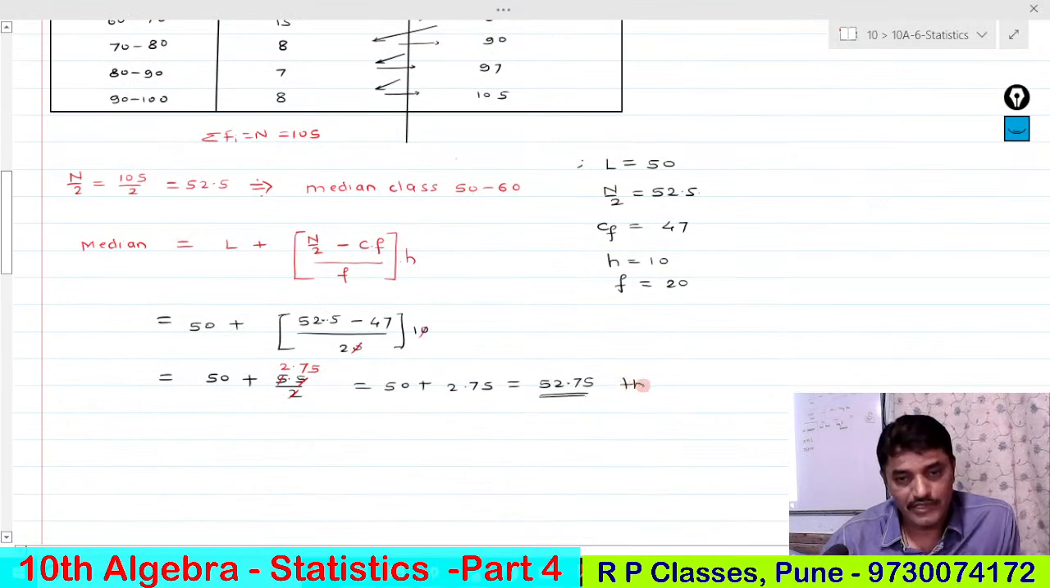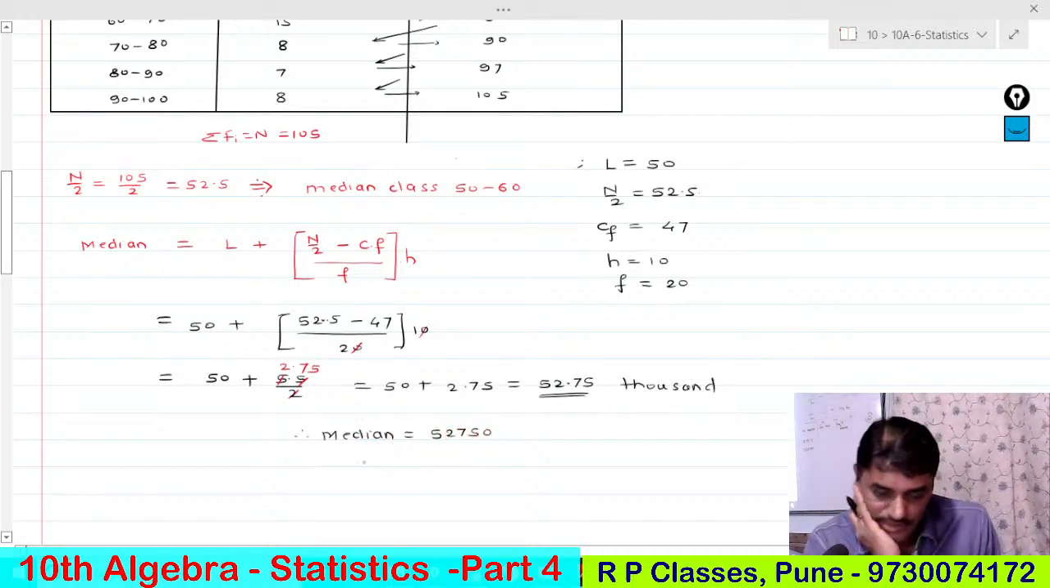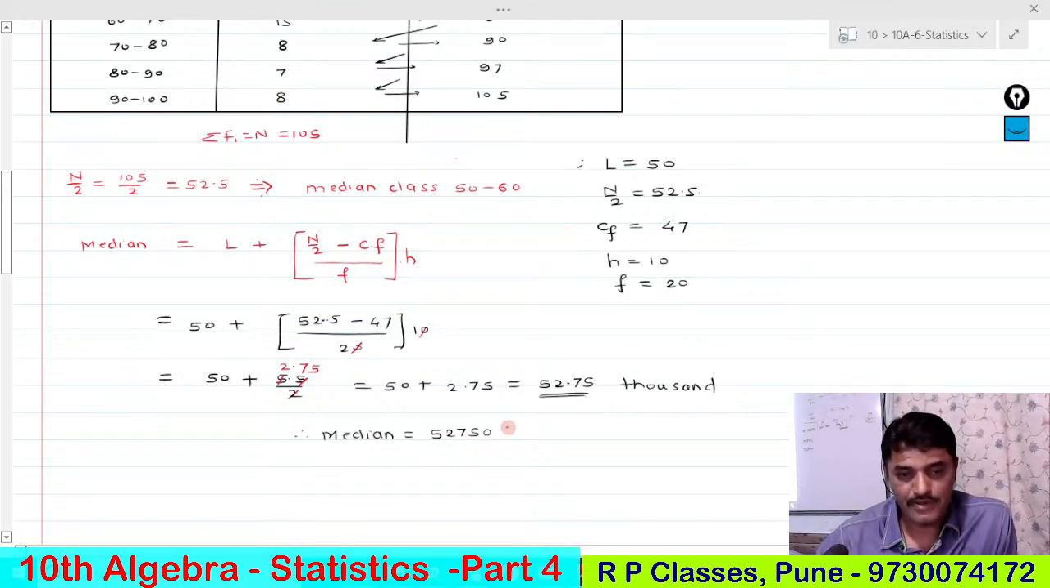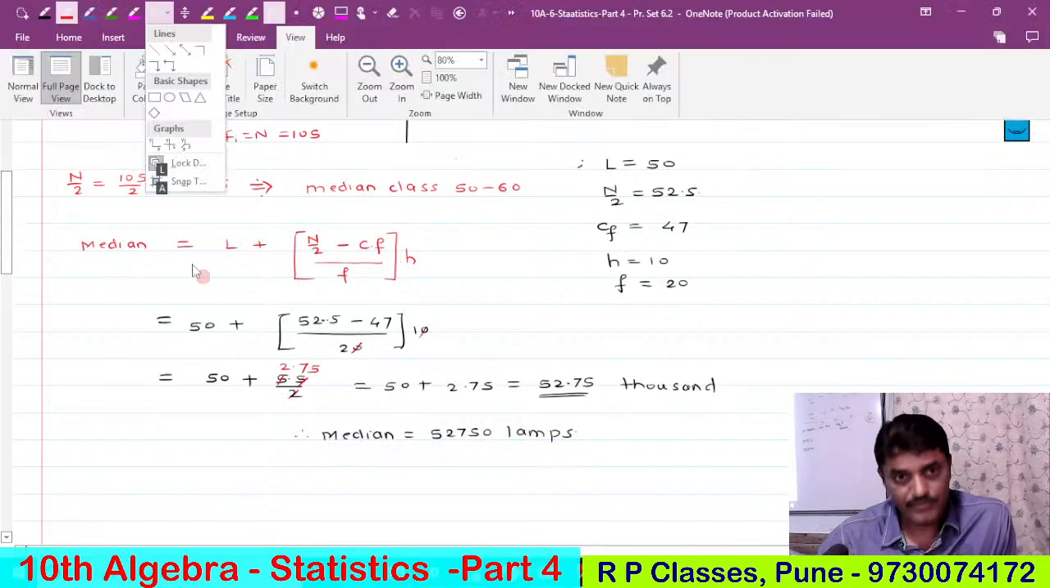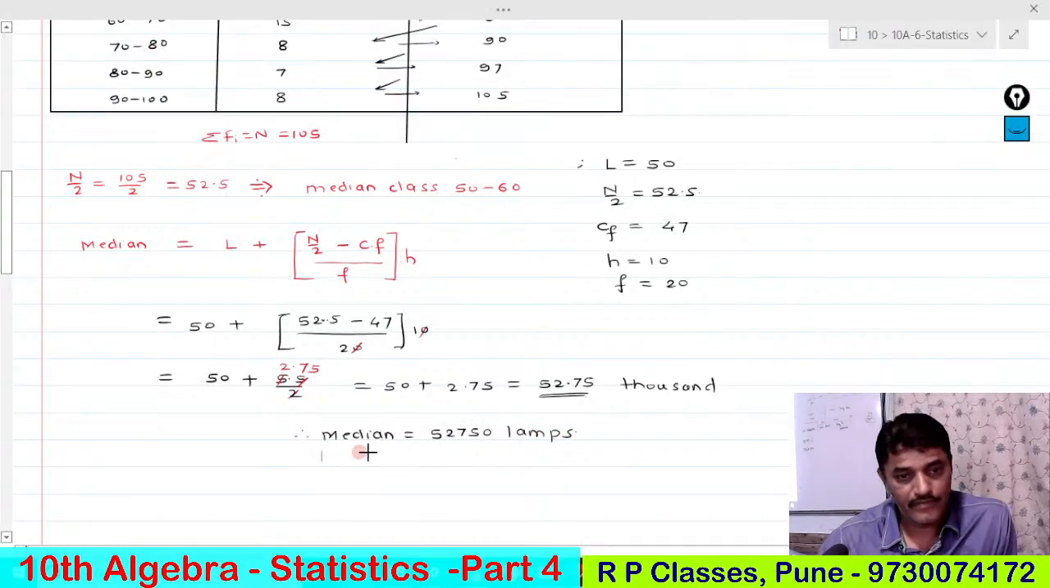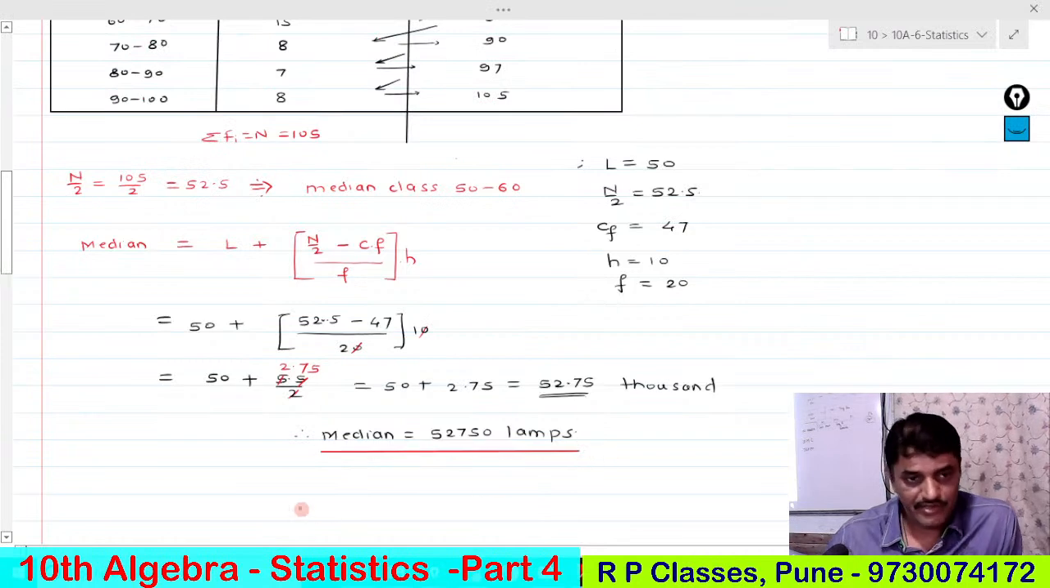Here we have to write 1000, so the median is equal to 52,750. These many lamps. Is this clear to you? Any doubts about that? Okay, let's proceed further now.